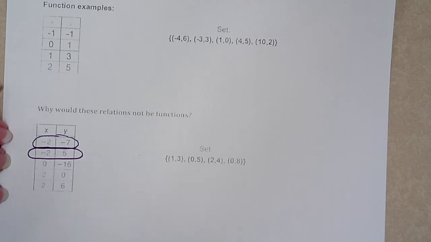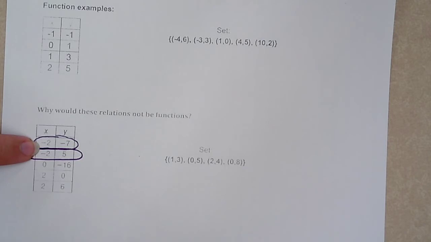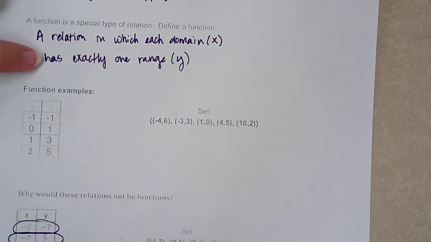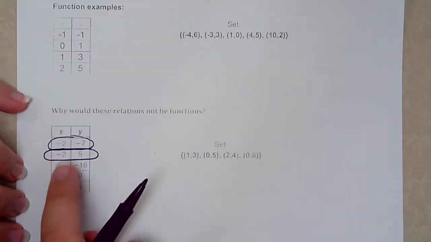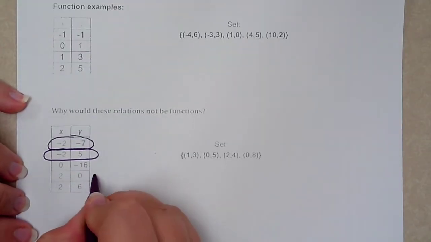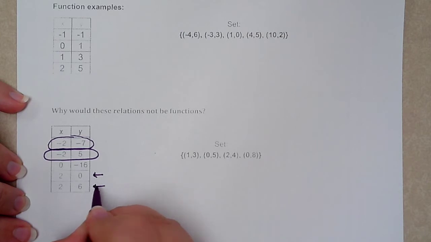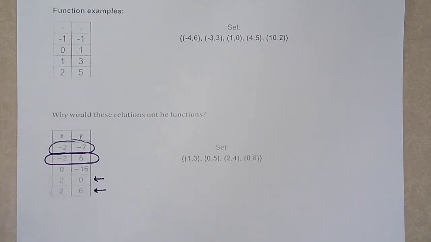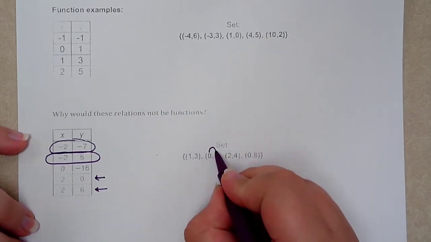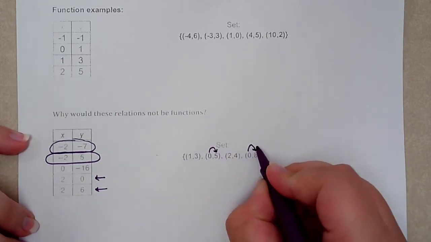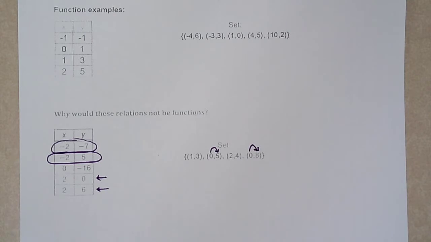This is not a function. This -2 does not have exactly one range. It has two, meaning this does not fit our definition. You've also got 2, 0 and 2, 6, which also break it. Looking at the set, notice you've got a 0 that goes to 5, but you also have a 0 that goes to 8. Since it does not have a unique output or a unique range, it does not fit our definition of a function.